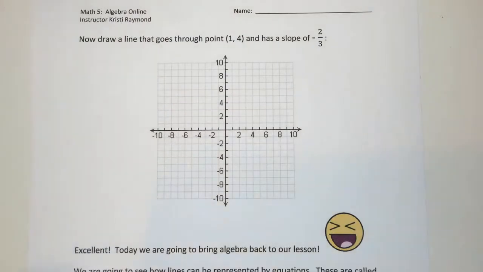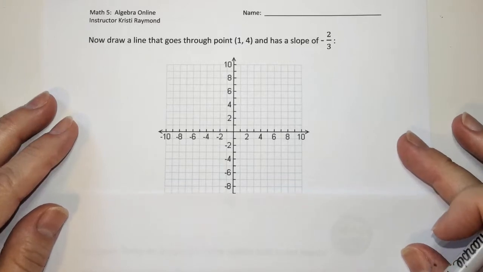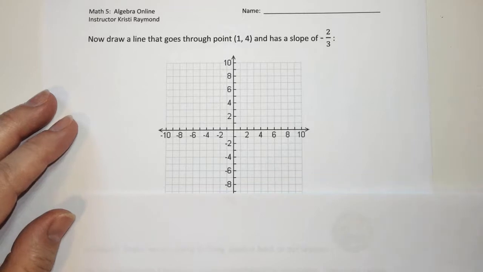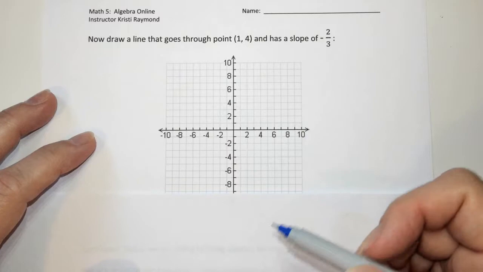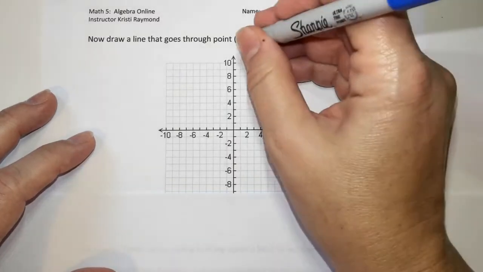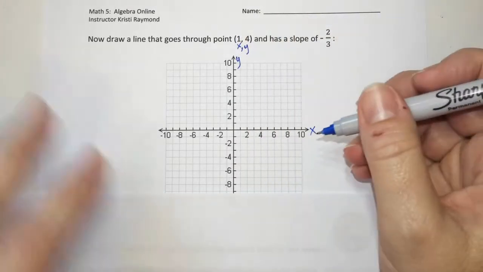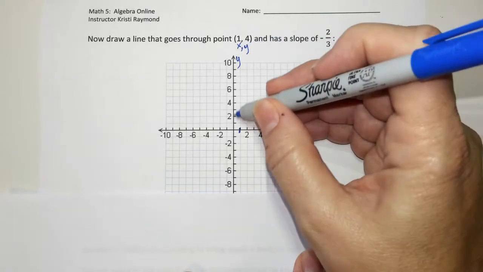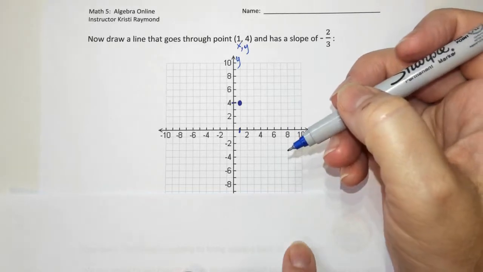Next page. Now draw a line that goes through point 1, 4 and has a slope of -2 over 3. So this time my slope is negative. My line then needs to look like this, downhill. Find your first point. 1 and 4. Label my axes here so I don't get confused. X is 1. At the same time, y is 4. Here we go. And they'll meet right here. I have my first point.